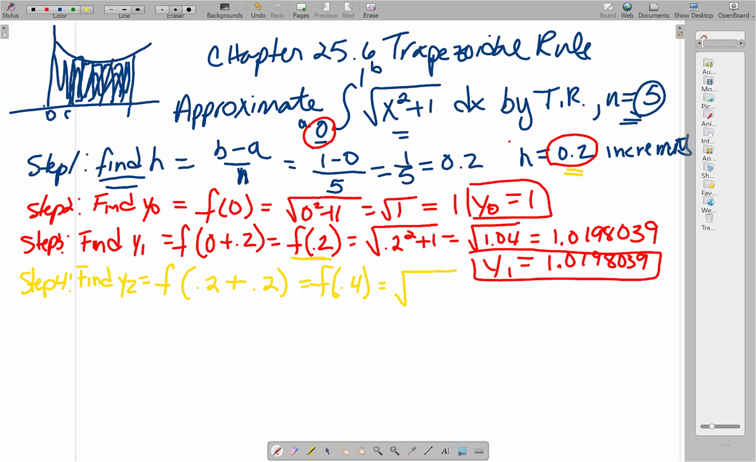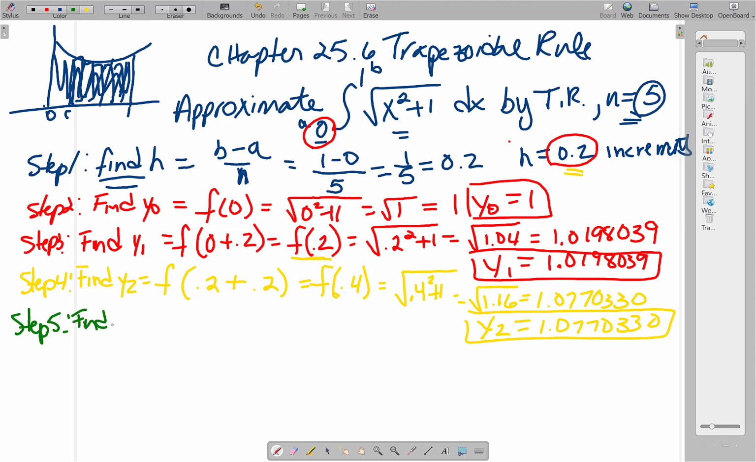And that is equal to the square root of 0.4 squared plus 1, which equals the square root of 1.16, and that equals 1.0770330. So y sub 2 equals 1.0770330. Yay. Okay, this is fun, isn't it? Not really. Okay. Step 5.